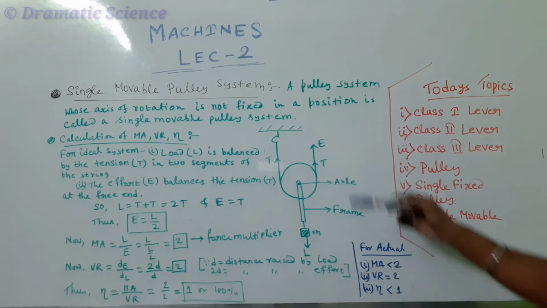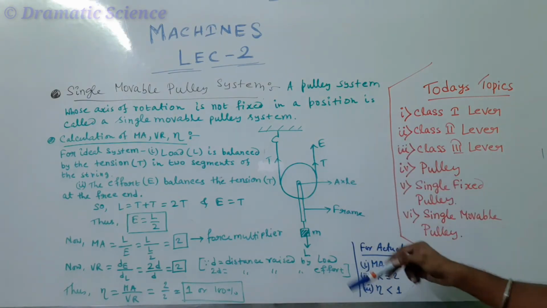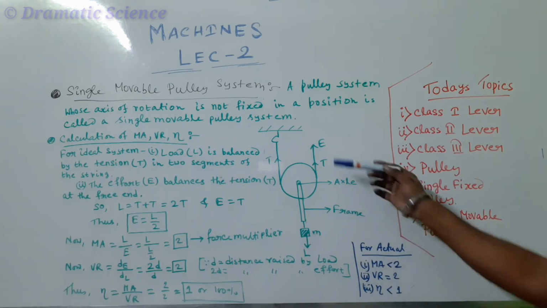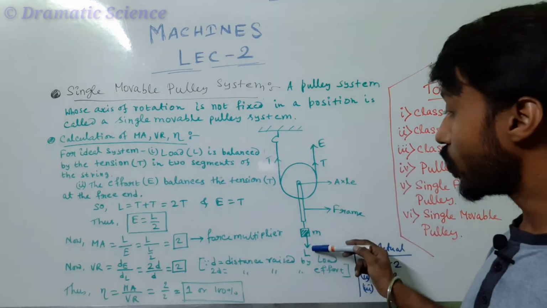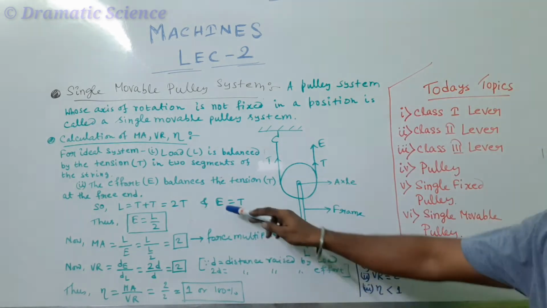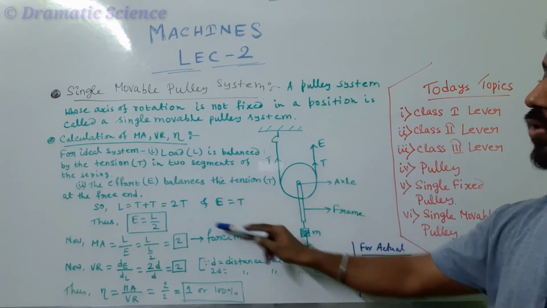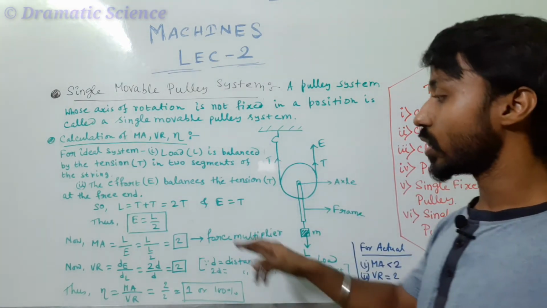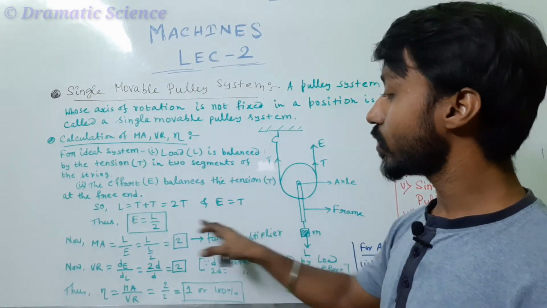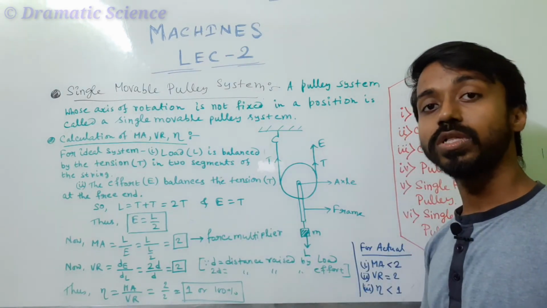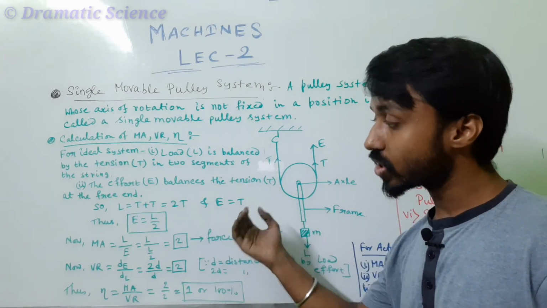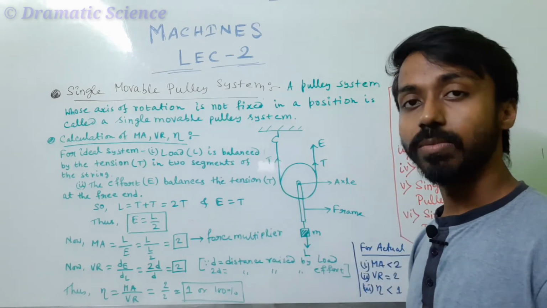Next, the effort and T is only one. So effort will be balanced by a single tension at the free end. Thus we can say load equals this T plus this T, that's why 2T. And in the case of effort, E equals T, right? So if we calculate T from here, what will it be? L/2. So E equals L/2. That means effort equals load by 2. That is the relation of effort and load in the case of a single movable pulley.